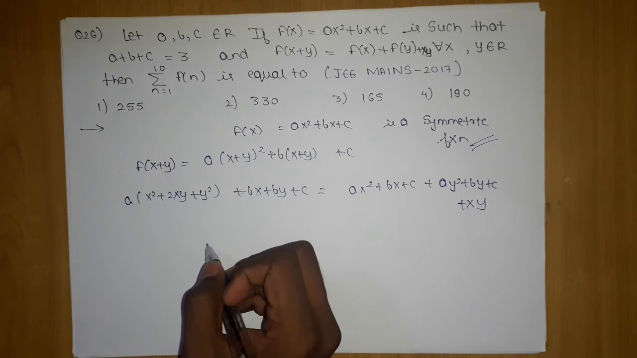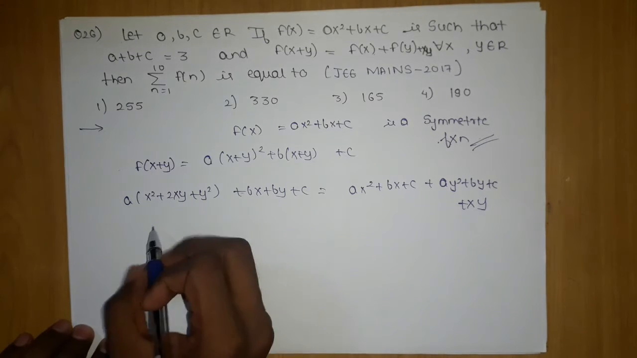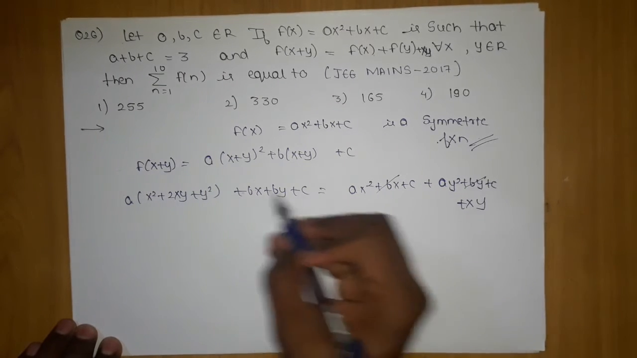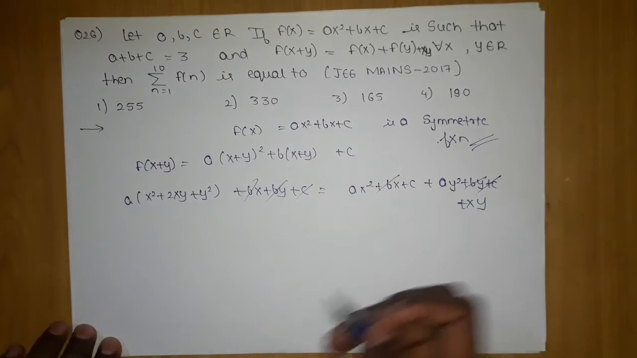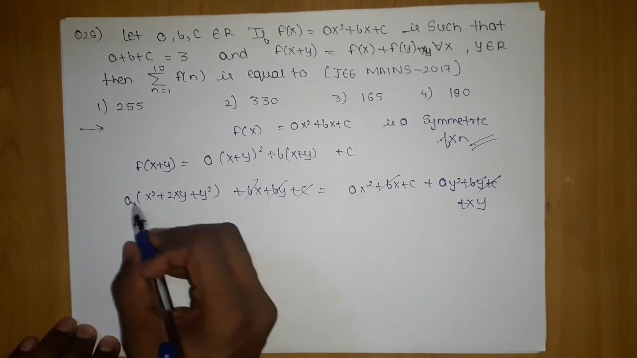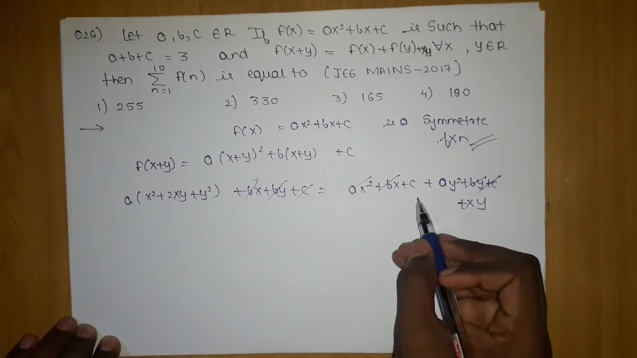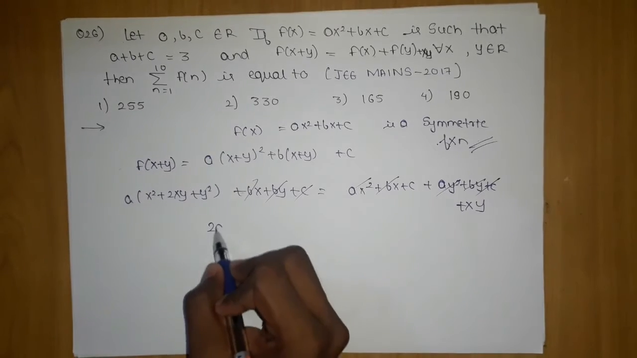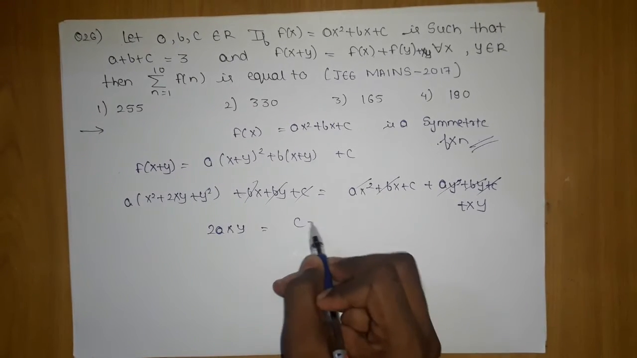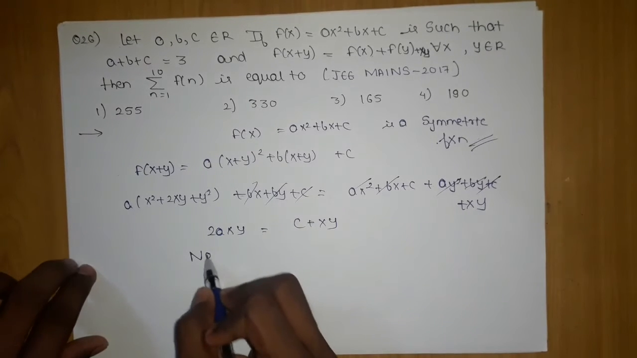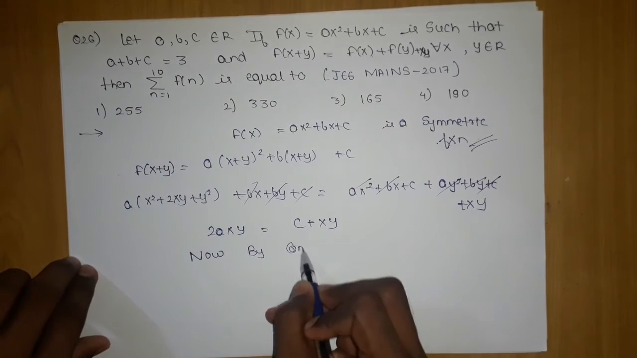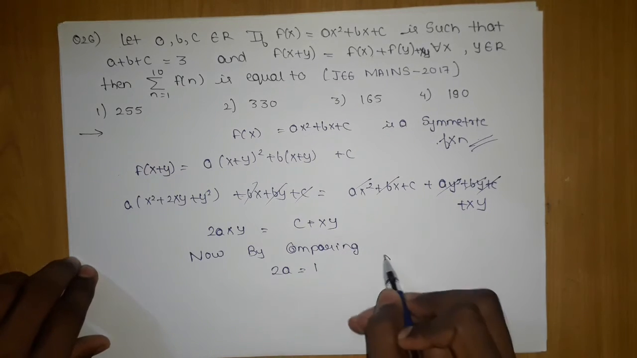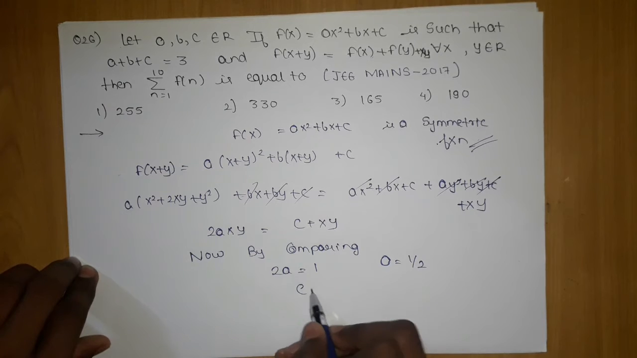So what we are left with finally is this: these are cancelling out, these are cancelling out, c is also cancelling out and one c is left. The ax square and ay square also cancel out. Only 2axy is left on one side, and c plus xy is left on the other. Now by comparing, I can say 2a equals 1, giving me a equals 1 by 2, and c equals 0.